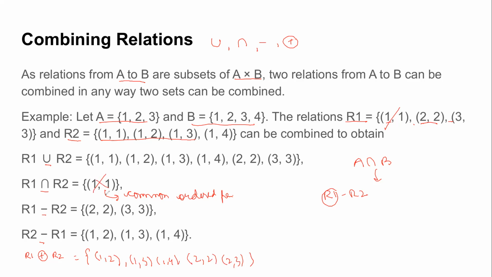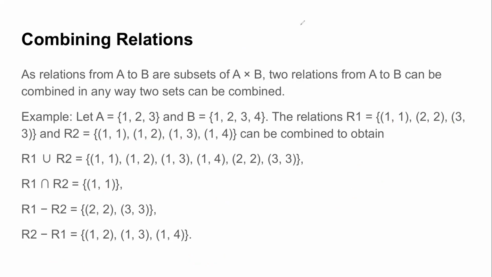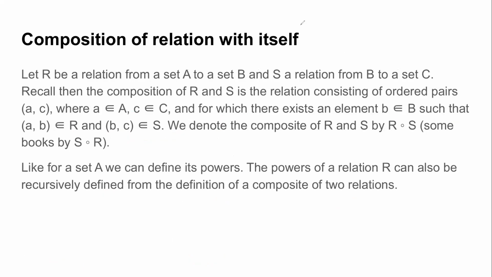So this is quite simple. The simple idea is whatever operations you can do on sets, the same thing you can do on relations; the only difference is the elements involved are ordered pairs. So this is how you combine relations. There's one more combination possible of relations, which is called composition, which we have already seen. We'll again revisit that.